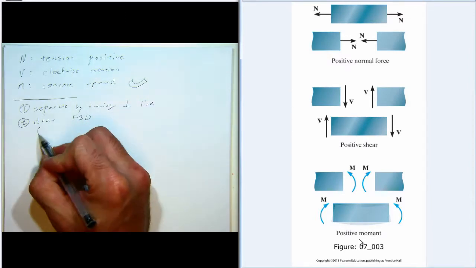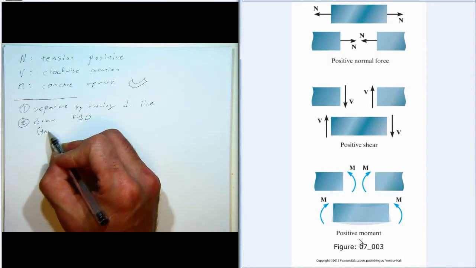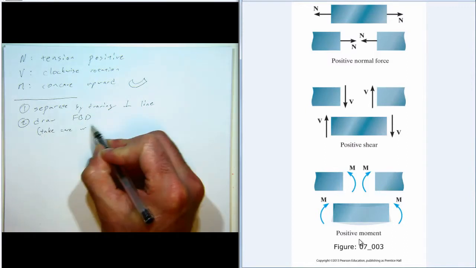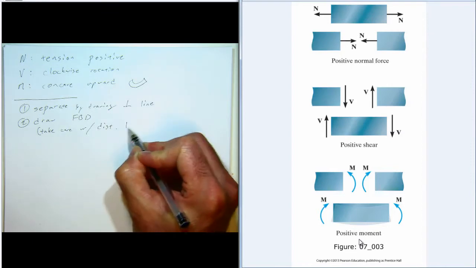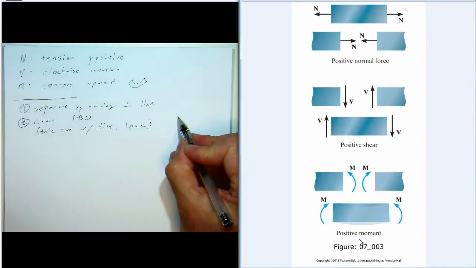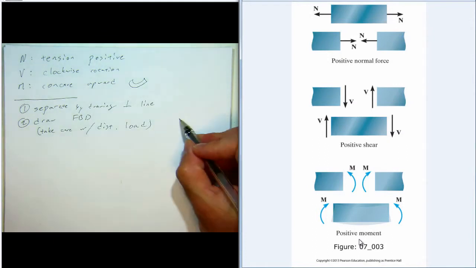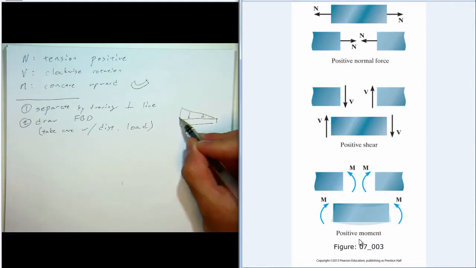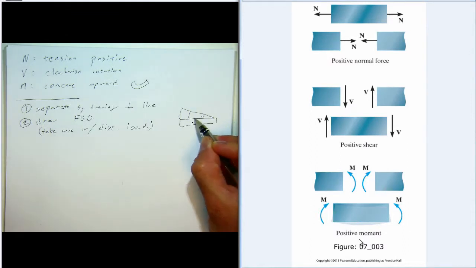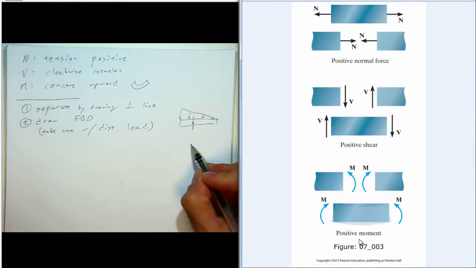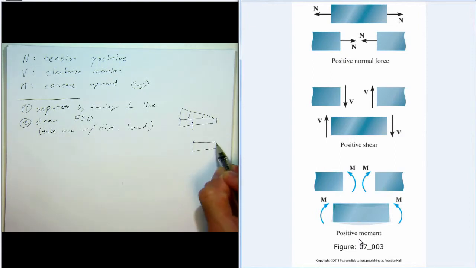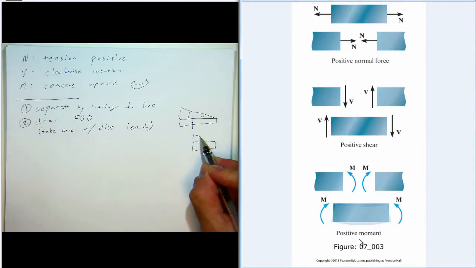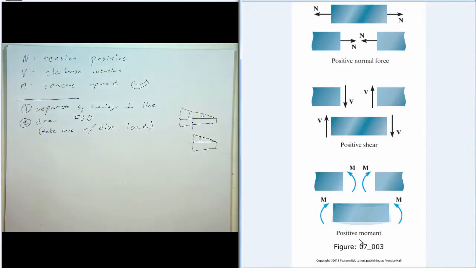And be sure to take care with any distributed loads. For example, if there's a beam that has a distributed loading on it, and you want to find the internal forces at this point, when you draw your new section, you have to include the distributed loading that's on that section. So you have to include this. And it just has a height, whatever the height is right here where you cut it.